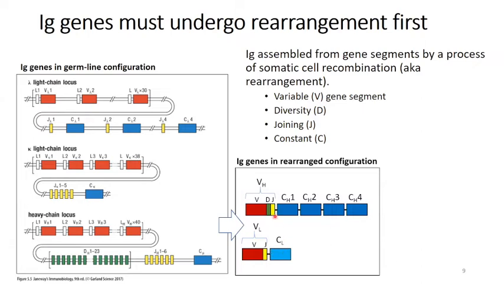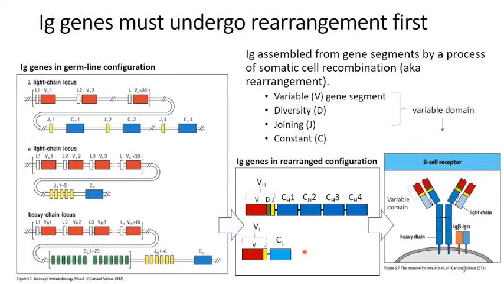And then downstream of the variable, you have what are called constant. So the heavy chain has 4 or 5 sometimes constant domains. So these are called 1, 2, 3, and 4. And then we have one light chain constant domain. So that's how they look in the rearranged configuration. And then that's how it looks in the protein that's expressed on the cell surface.